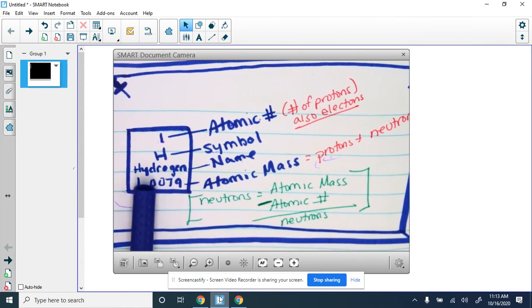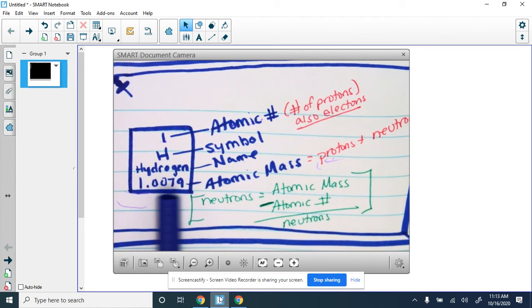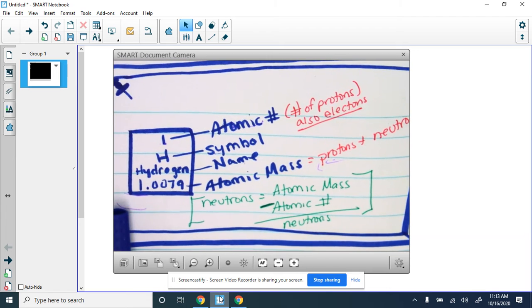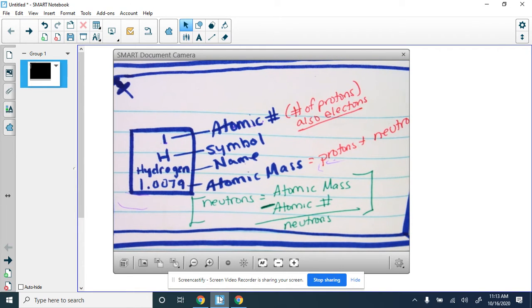And then we have the name. And then the last important number is the atomic mass. If it is a decimal, it is the atomic mass. So what that is, is the average of the samples of all of the isotopes that we have. And I'm going to go over the isotopes in a minute so that you understand why we have a decimal there. To find the number of neutrons, it's not just straightforward.